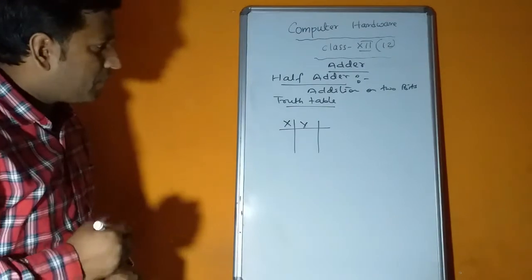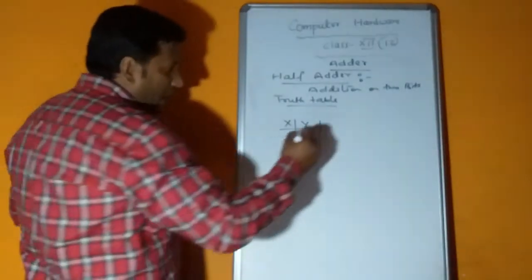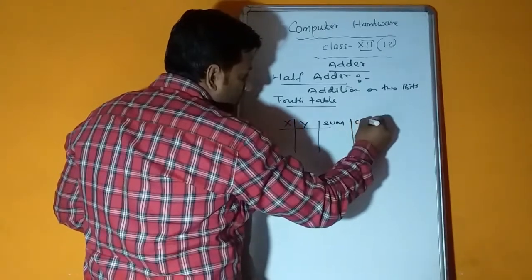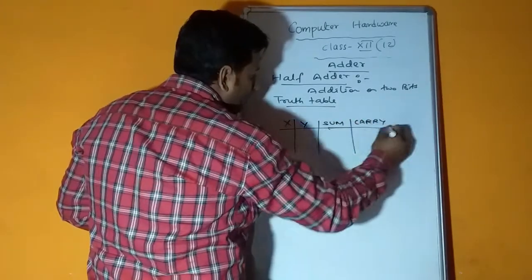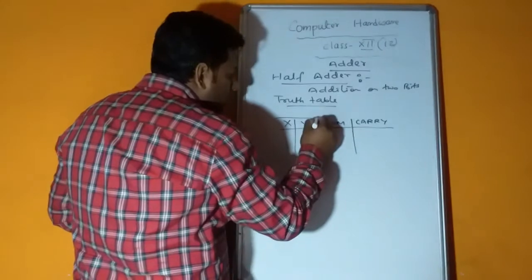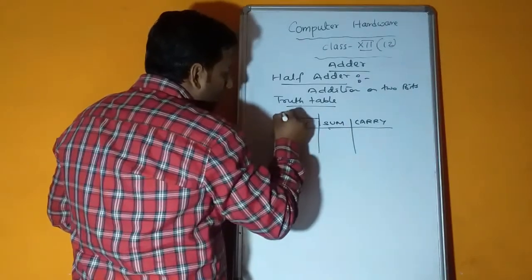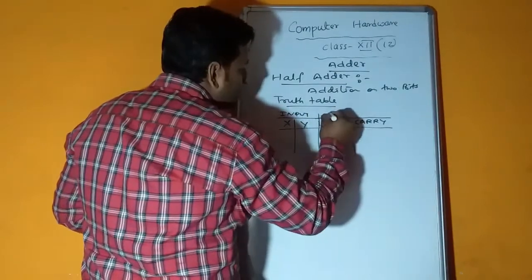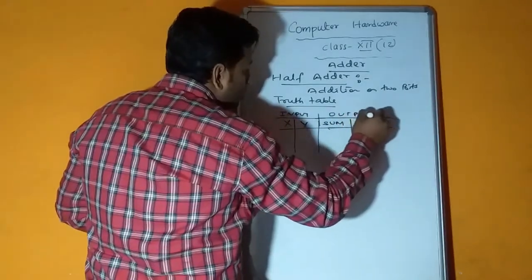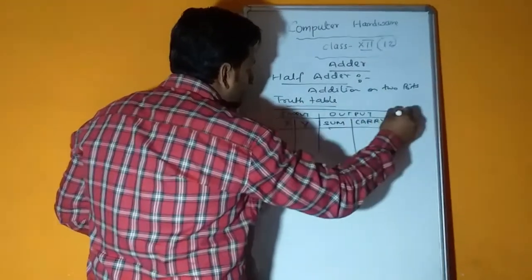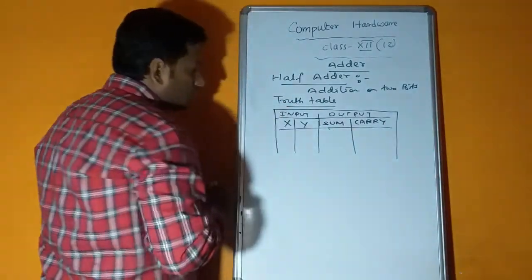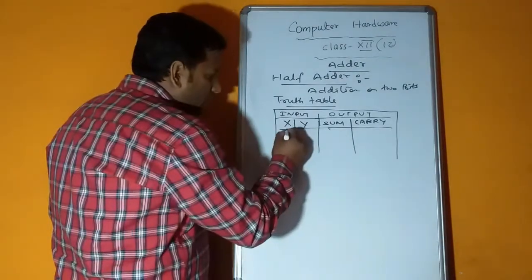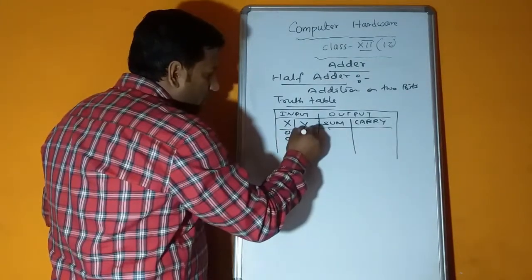So x, y, and the adder part. The adder part will be carrying sum as well as carry. So let us take this one as input and this one as output. So this is the structure of our truth table. Since we have taken two variables, I will take 0011.